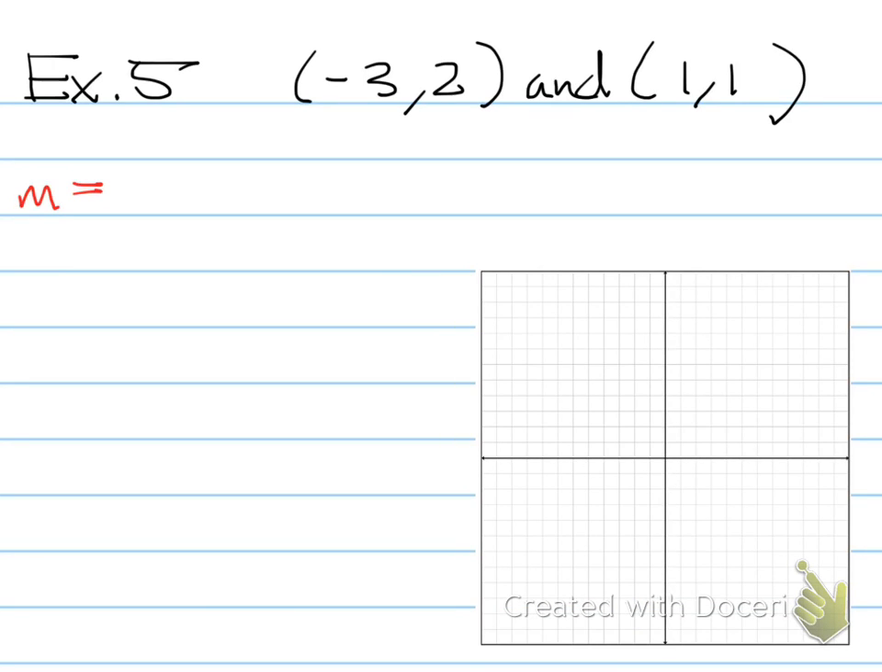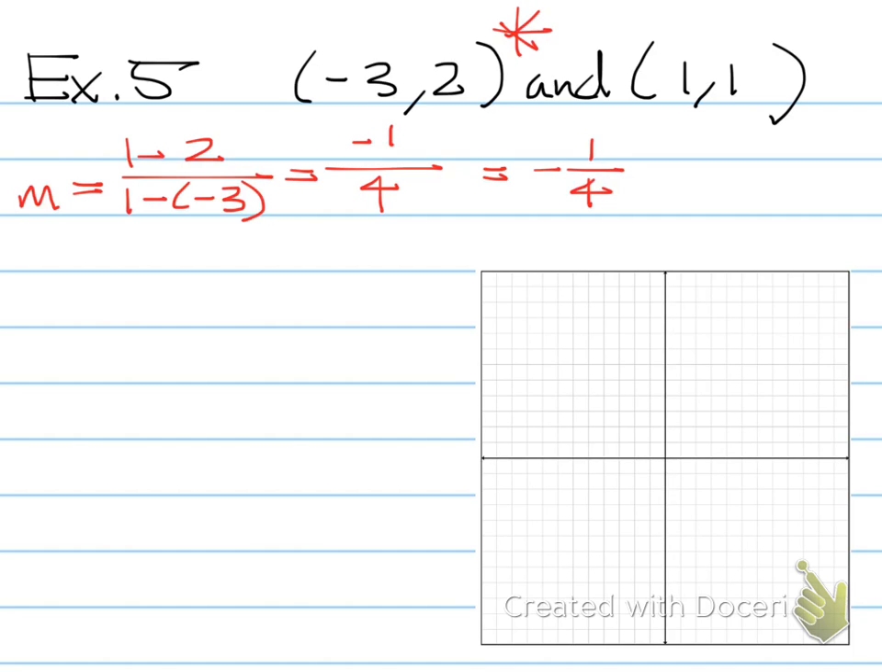For this example, we're given 2 coordinates. Use the slope formula to find the slope of the line that passes through those 2 points. So y2 minus y1 over x2 minus x1. We get a slope of -1 over 4. Choose one of the points. So we're going to choose the first coordinate.